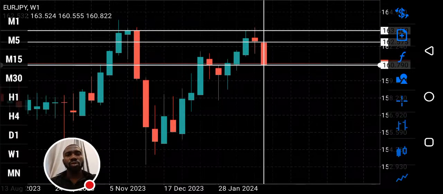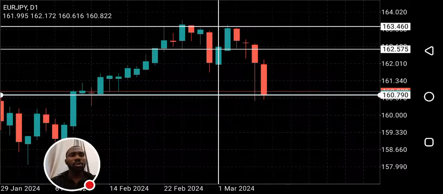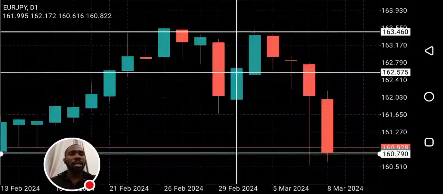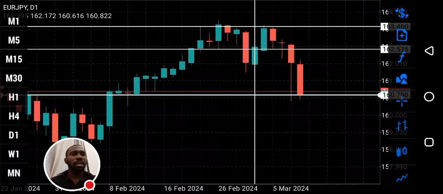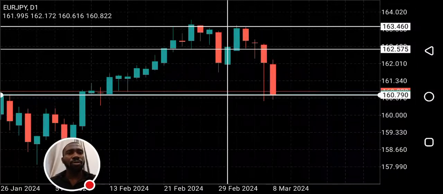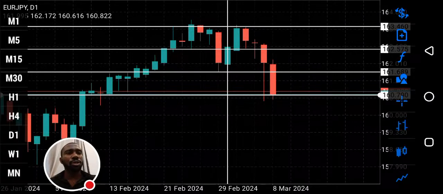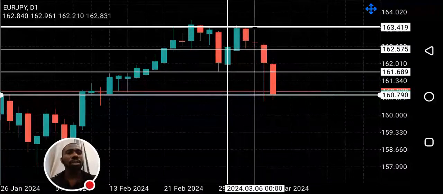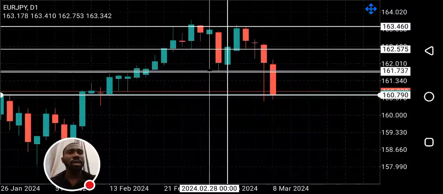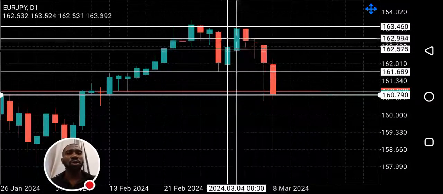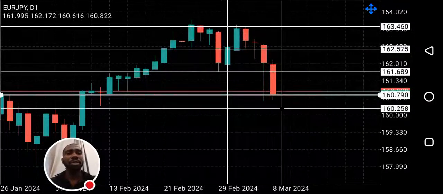So let's go down to daily. See what we have on daily. This is a bearish pattern. There was a break of structure. Can you see that there was a break of structure at this point? So the structure we have on the daily is a bearish structure.